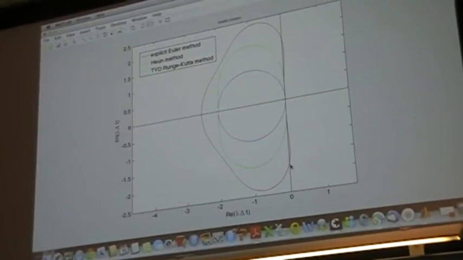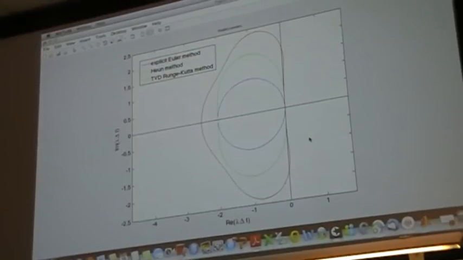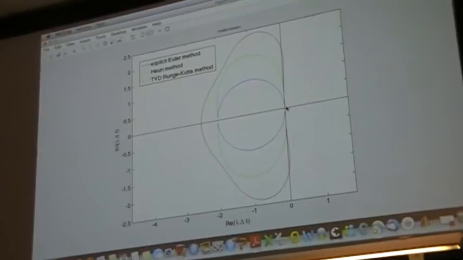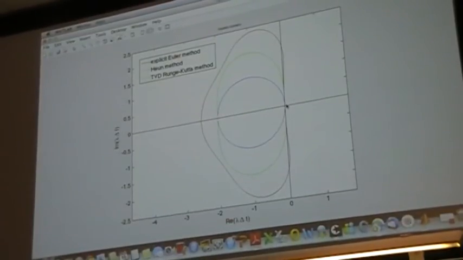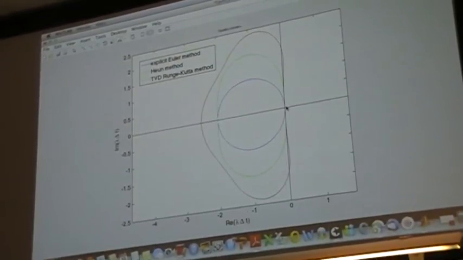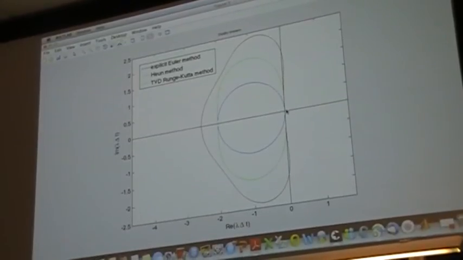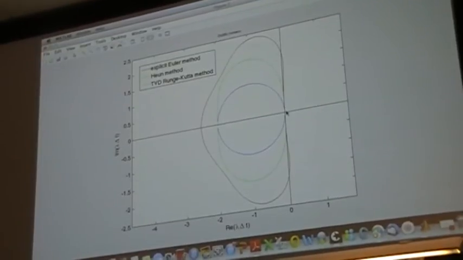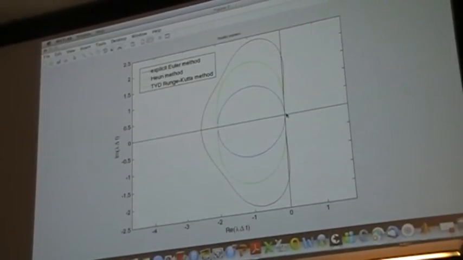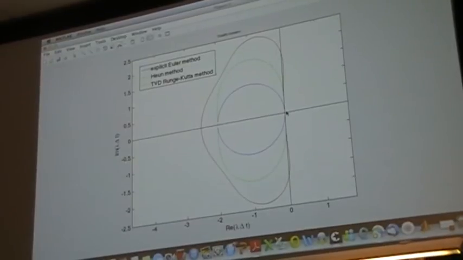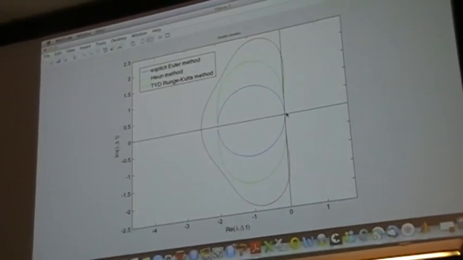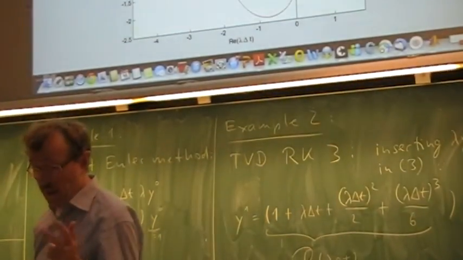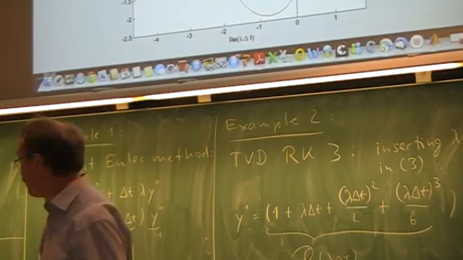So that's the big advantage of this TVD-Runge-Kutta method, and also, by the way, of the classical Runge-Kutta method, that it contains part of the imaginary axis. So this has a large stability domain, and that is very useful for us. We have to discuss now the advantages of this method compared to Heun's method, which is second order, or the explicit Euler method, which is only first order.